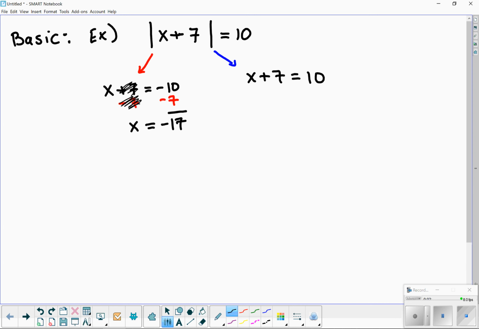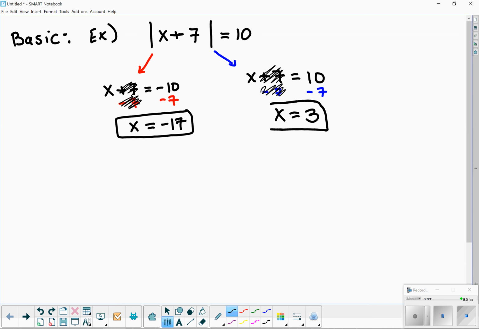That is one answer. For the other, you do the same thing: minus 7 on both sides, which eliminates the positive 7 and the negative 7 just like the other side. But now you get a different answer. It's not negative 17 or even positive 17. It's 10 minus 7, which comes out to be 3. That is your second answer. So x equals negative 17 and x equals 3.